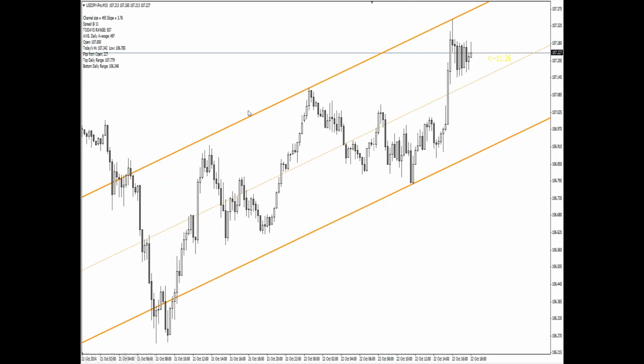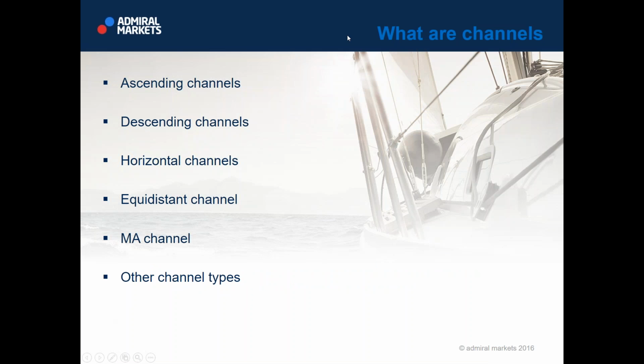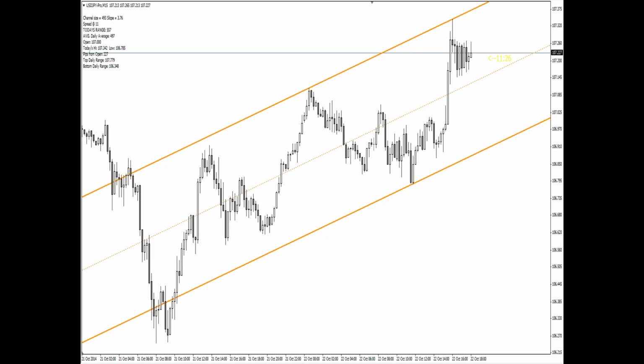But before we delve into live charts, you need to distinguish between ascending channel, descending channel, horizontal channel, equidistant, moving average channel, and other channel types. This is a channel created by an indicator that shows strict ups and downs, tops and bottoms within the price action. And it's not hard to see that the channel lines are bouncing the price up and down.